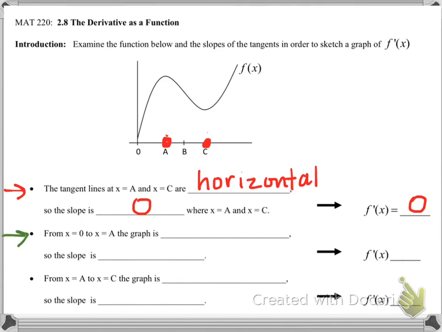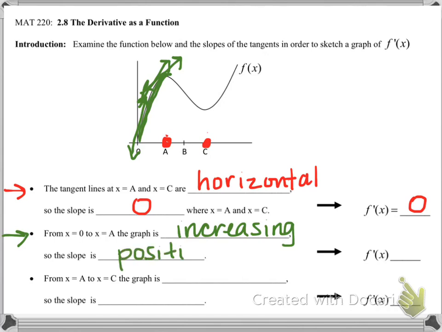So now let's take a look at this first interval from x equals 0 to x equals a. So that would be this portion of the graph. For this portion of the graph, we want to imagine our tangent lines. You could even try to draw in a few tangent lines if you wanted to. And notice that these tangent lines all have a positive slope. So from x equals 0 to x equals a, the graph is increasing. Those y values are getting larger. The graph is increasing, which causes the slope to be positive.